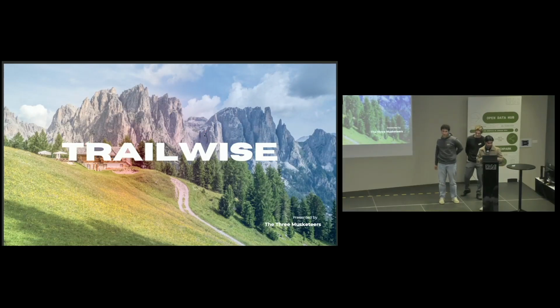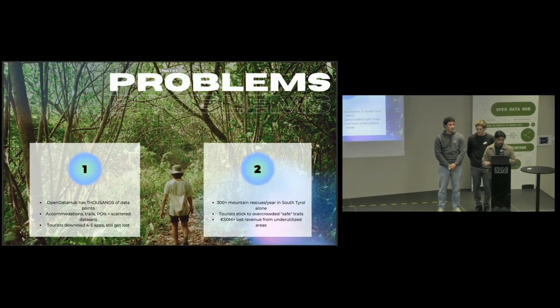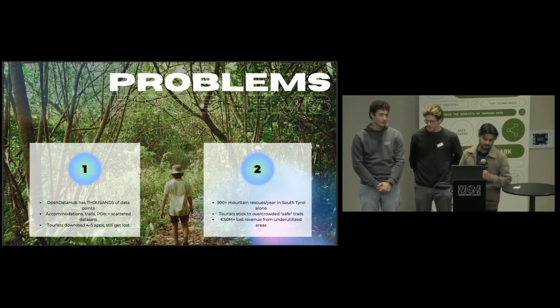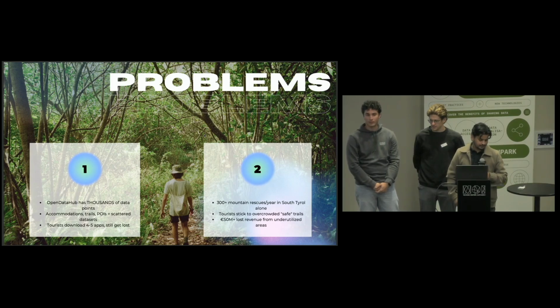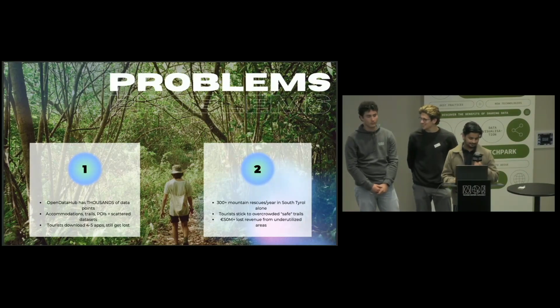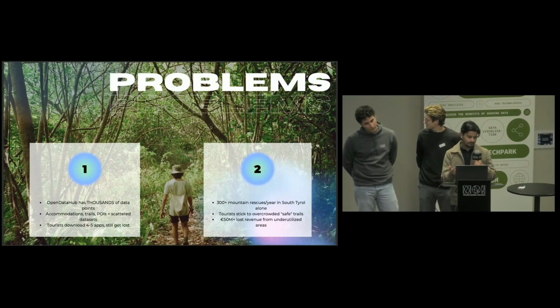Okay, so perfect. We created a trailing app called Trailwise. The problem we face is that Open Data Hub has all the data points and points of interest like water fountains, accommodation, and trails. But if a tourist comes from outside, he has to download 4 or 5 apps and still gets lost. And the second problem is that the Alto Adige region or the Sabes ASDA has to rescue someone who is lost in the woods or somewhere. Then we have a revenue loss of over 50 million, because I saw it in the report.